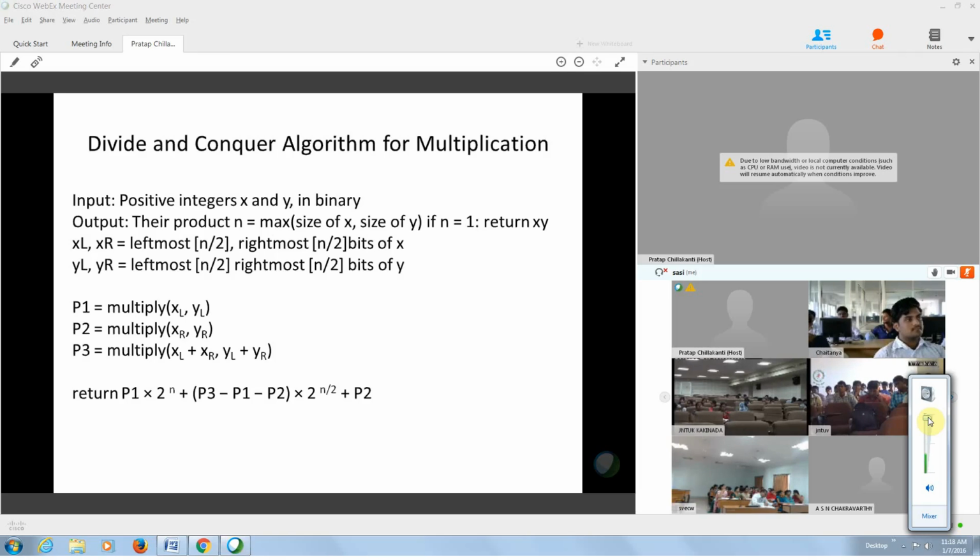So you have the P1 where you're multiplying the left digits, XL and YL, right? Those are the leftmost. And then you're doing the right digits, multiplying XR and YR. Okay. Then you have the other remaining terms there, right? That's why you get P3, which is multiply XL plus XR and YL plus YR.